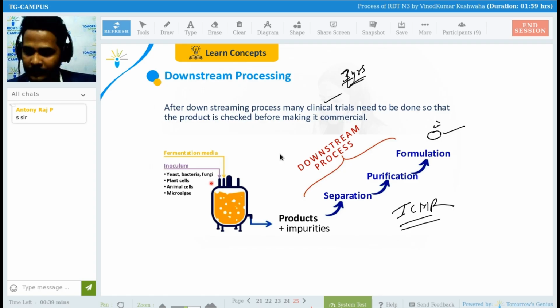But you should remember ICMR is the Indian Council of Medical Research, which certifies that a product is good for human beings, and they give a license to sell in the market. So it is ICMR.